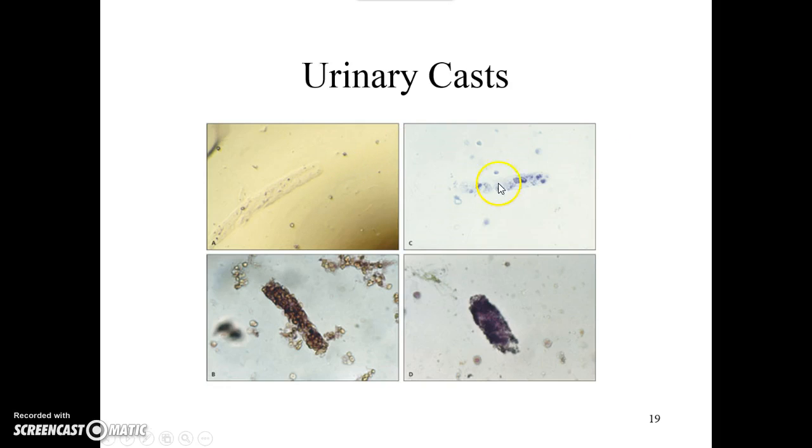Okay, this is a white cell cast right here. This is a red, and this is a granular. What happens when you have what they call urinary stasis, or the urine's not moving? This white cell cast will turn into a granular cast. Okay, so the granular is worse than the white cell.